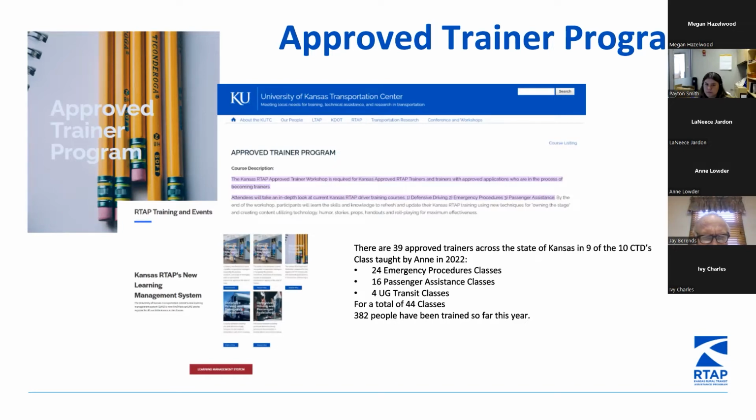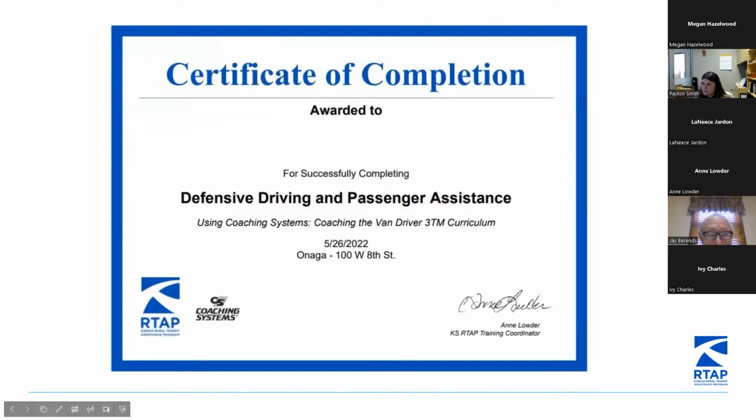Kansas RTAP is not accepting any new approved trainers at this time. We really set the program up for 2 approved trainers in each CTD. On that, you can go to Black Hat to find approved trainers and scheduled trainings, and then be able to call them to register your people for that training. And of course, then you get your certificate of completion, and there's an example of that there.